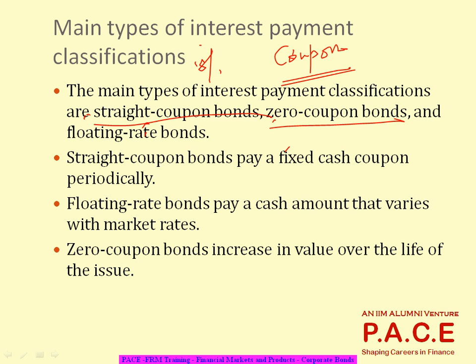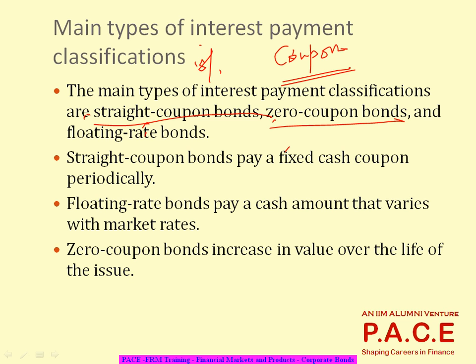Generally, even if I take a 5-year FD, I won't get anything in the middle. Only at the end of 5 years, I will get the lump sum amount. And floating rate bonds, where the interest rate every year could be floating. Straight coupon means every year it is a fixed amount. Whereas in a floating rate, the interest rate which you are receiving every year would be different. So straight coupon bonds pay a fixed cash coupon periodically. Floating rate bonds pay a cash amount that varies with the market rate.